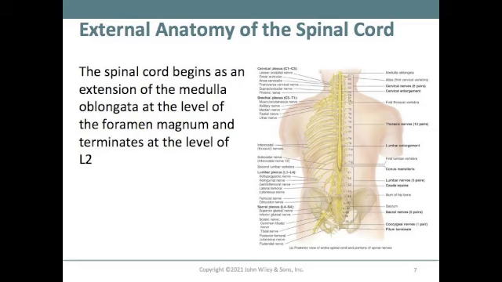And so the spinal cord begins as an extension of the medulla oblongata at the level of the foramen magnum and terminates at the level L2. When I talk about L2, remember back a few chapters how your spinal column is divided up into different sections. L2 stands for the lumbar part of your spine, which is essentially your mid to lower back. You can see it here on the cartoon, and this is page 465, figure 13.2. The lumbar part of your spinal column is here, your mid to lower back.